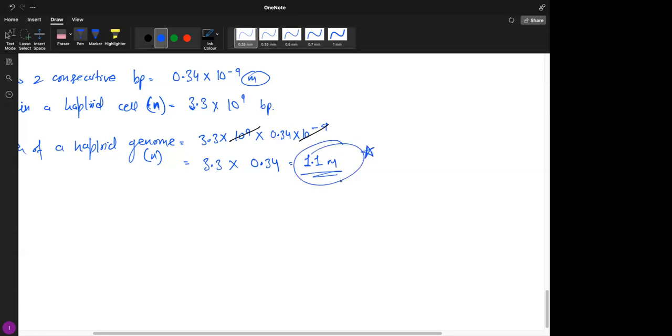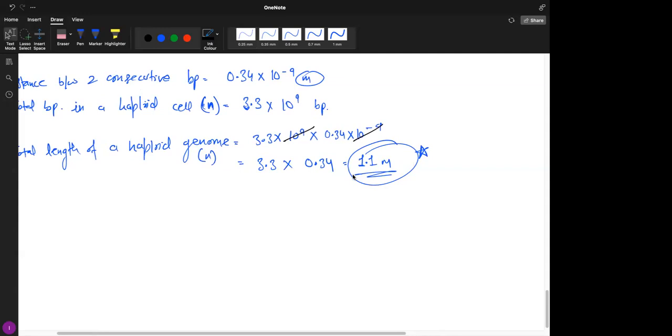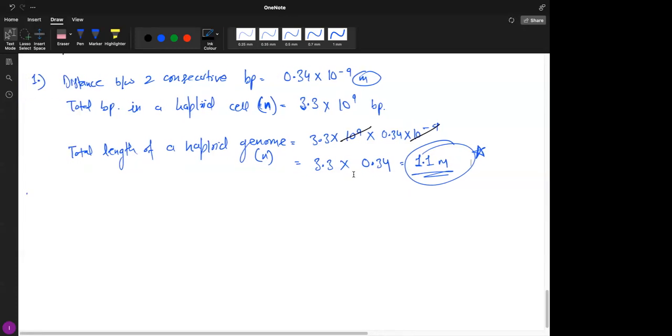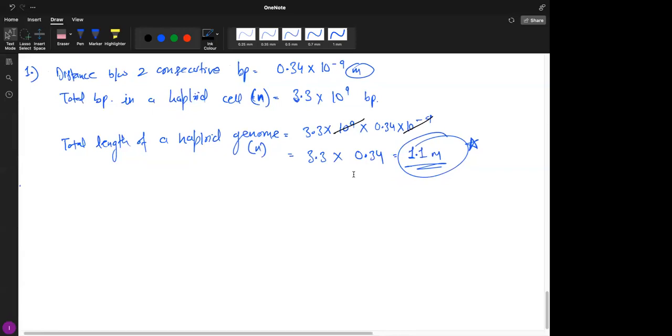Wow. In one sperm, which is so tiny, you cannot see it with your naked eye. Can you imagine that in one single haploid cell, there is around 1 meter long DNA sitting inside the nucleus? Do you think it's possible even? Mathematically, it makes sense because we just know the distance between two base pairs. We also know the total number of base pairs. So the distance comes out to be 1.1 meter in a haploid cell.